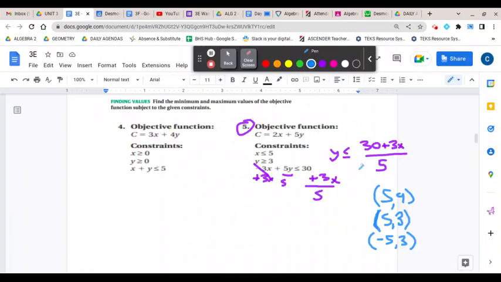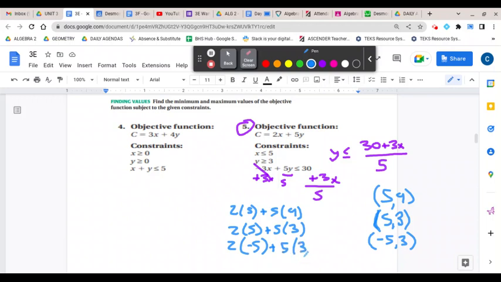Okay, back at it. So we have our 3 points, 5, 9, 5, 3, negative 5, 3. So we'll plug all those back into our objective function. So we'll have 2 times 5 plus 5 times 9. Then we'll have 2 times 5 plus 5 times 3. And then we'll have 2 times negative 5 plus 5 times 3. And we'll equal those out and then get our maxes or mins from there.